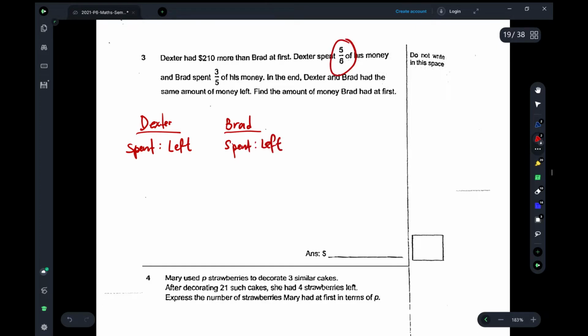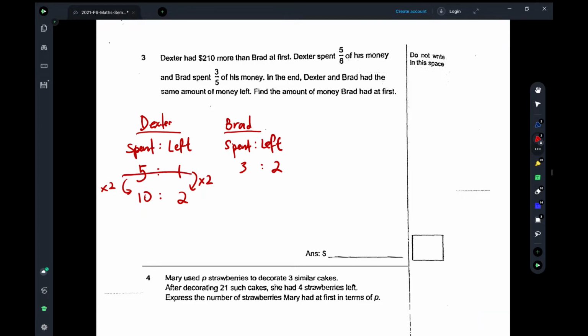Based on this fraction, I know that Dexter spent 5, left with 1. Based on this, I know that Brett spent 3, left with 2. They're supposed to have the same amount of money left. This means that the left should be the same. The lowest common multiple of 1 and 2 is 2. So I make this into 2 by multiplying by 2. So the other side must also multiply by 2, which gives you 10. Maybe do not look at the first row anymore.